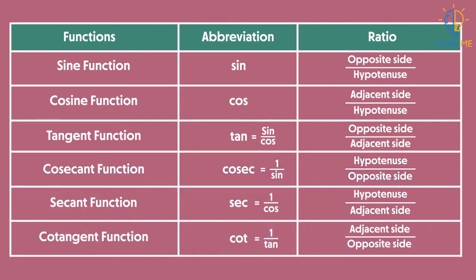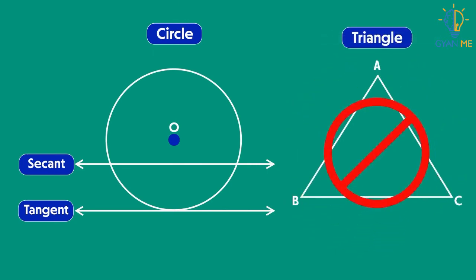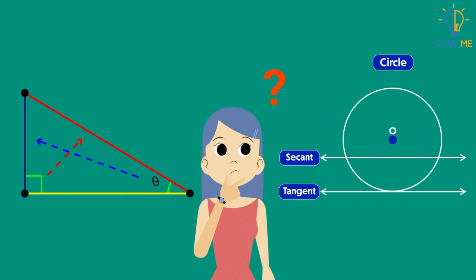Wait for a second. Look at the words tangent and secant in them. What does it remind you of? Yes, exactly. They are related to circles and not triangles. Am I right? Yes. So these names relate a lot more to circles than triangles. So how come they are used in the branch of mathematics, that is trigonometry, that deals only with triangles?